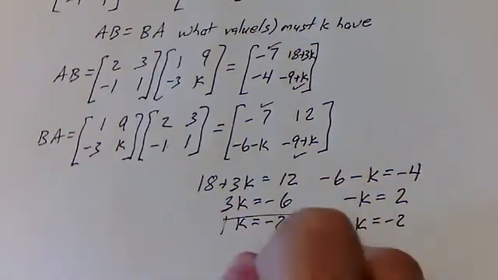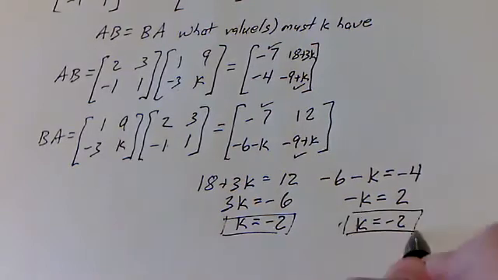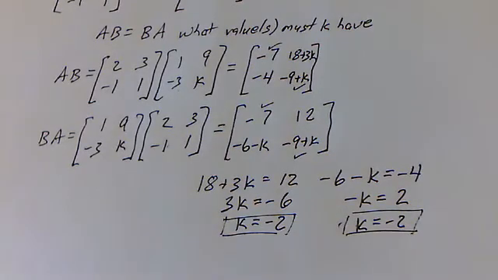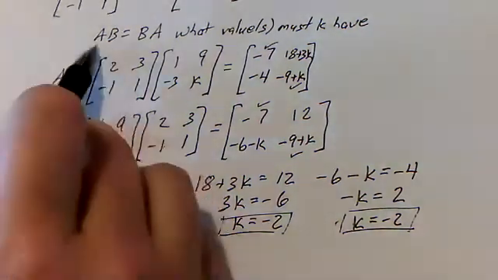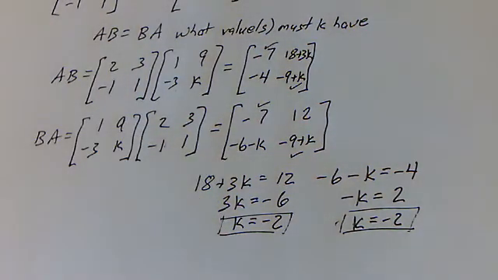So these K's here that I got for those equations are the same, and that in fact tells me what value of K I must have in order for this equation, this unusual setup of commutativity, to be true for these matrices.